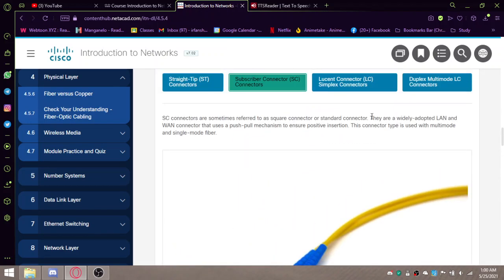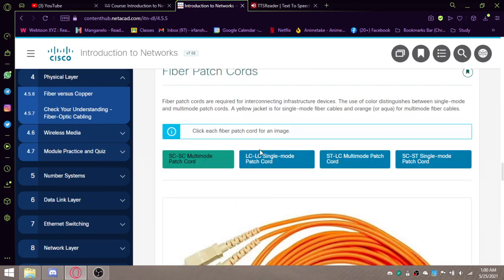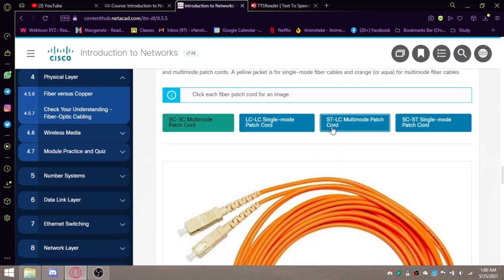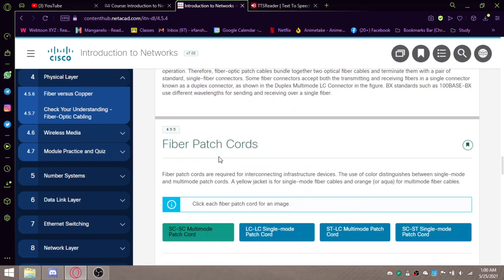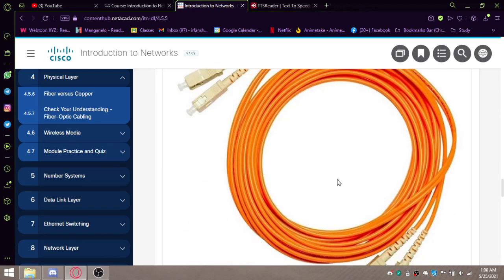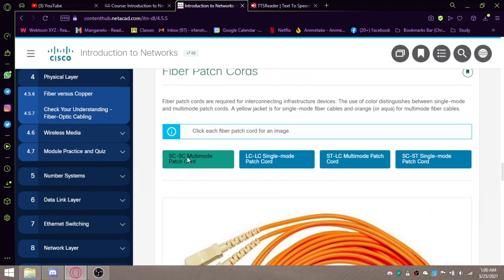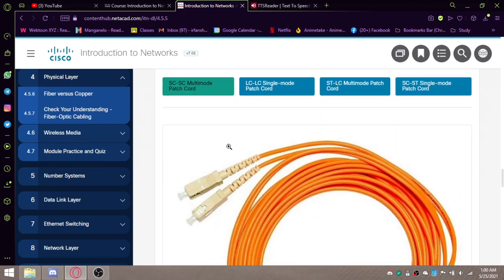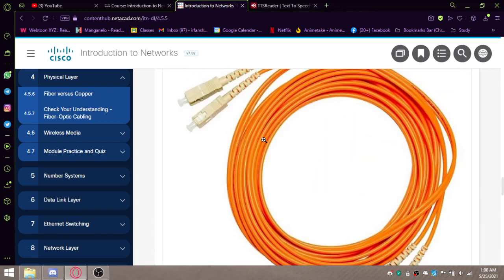LC pula apa? Lucent connectors. Lucent connector to lucent connector single mode patch cord. Ni pula ST apa? Aku lupa. ST tu straight tip to lucent connectors. Okay, SC tu apa? Bukan single cord. Subscriber cord to straight tip. Single mode connectors. SC. Subscriber cord to subscriber cord multi mode. Apa keterangan dia? Ini tadi gambar dia.